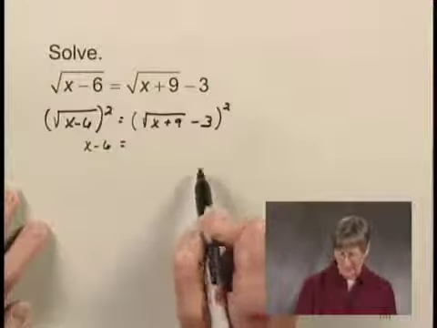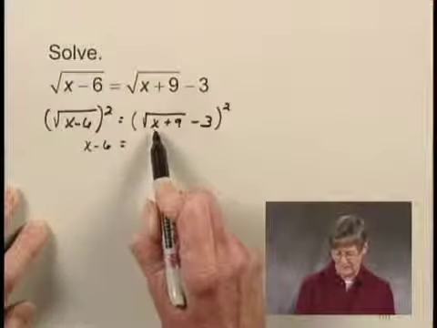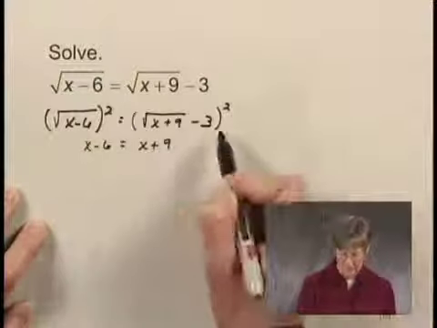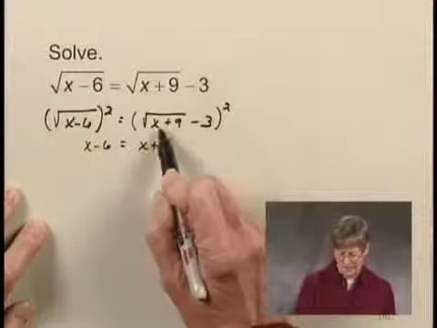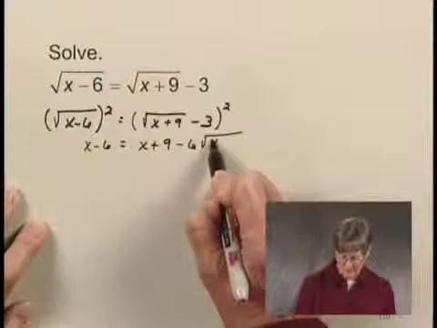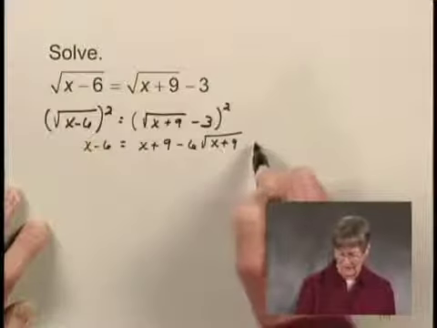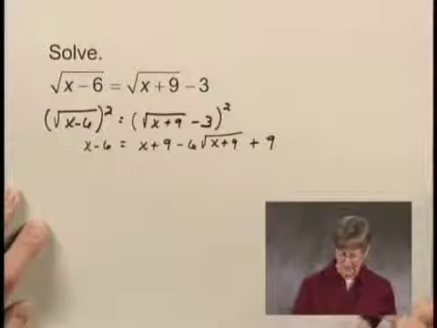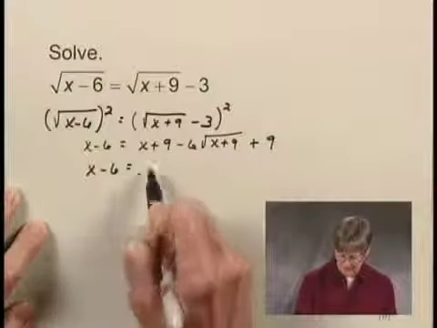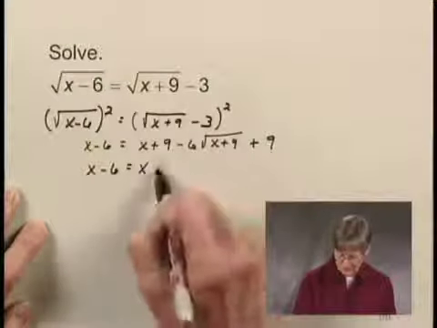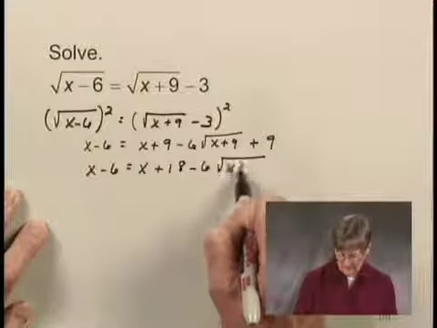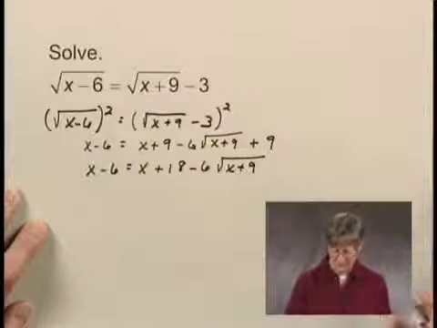And on the right-hand side, I'm going to get the square root of x plus 9 squared, which is x plus 9, minus 2 times the square root of x plus 9 times 3, which would be minus 6 times the square root of x plus 9, and then I'll have 3 squared, which is 9. Now let's collect like terms on the right-hand side. I've got two 9s, so I would have x plus 18 minus 6 times the square root of x plus 9.